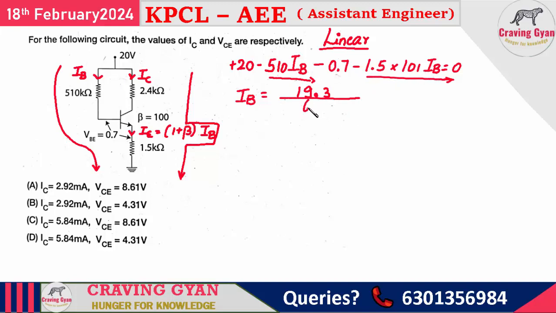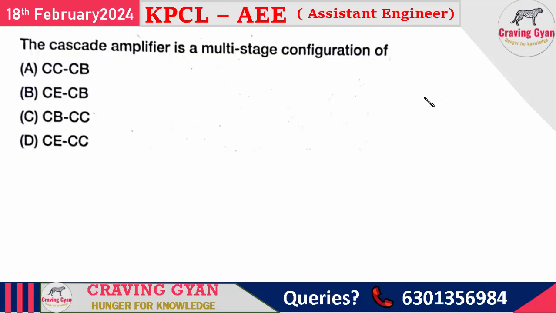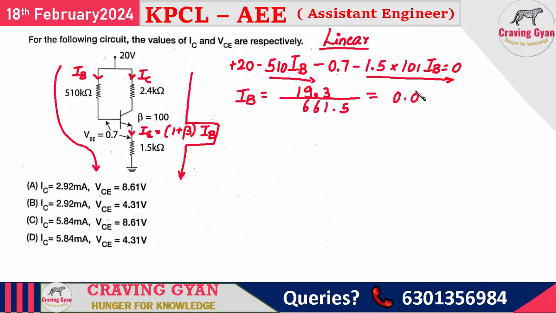This corresponds to 661.5, and what is the value you are going to get? 0.029. So at last, what you have to append is milliamperes. Why? The resistance is in the order of kilo. So it is 0.029 milliamperes, or I can write it as 29 microamperes also.